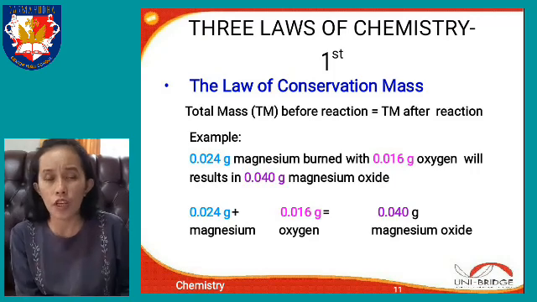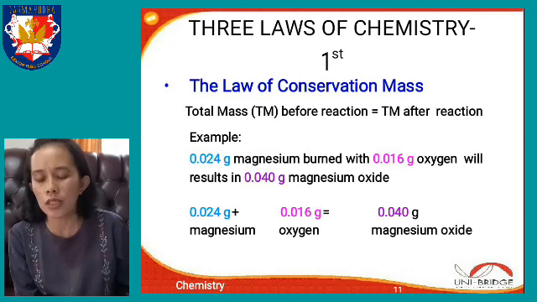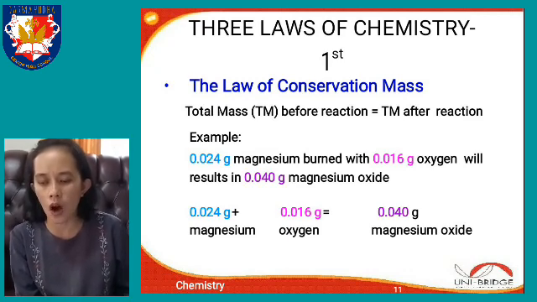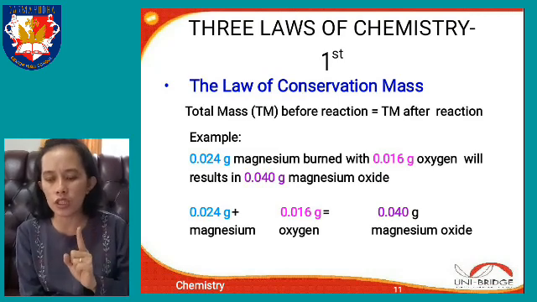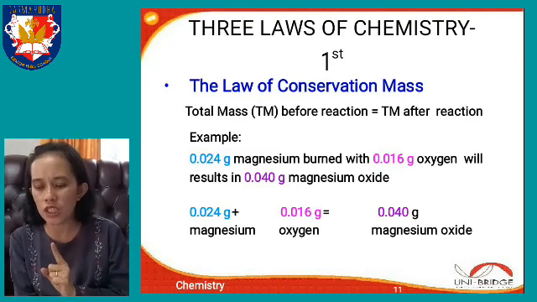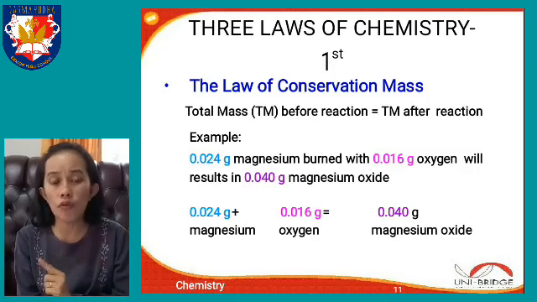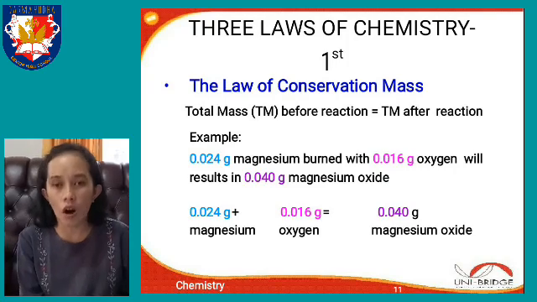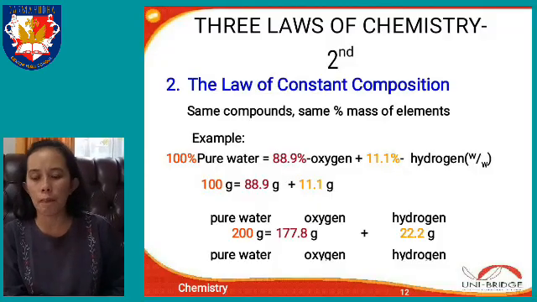For example, if you have 0.024 magnesium burned with 0.016 oxygen, the result will be, you just need to add 0.024 plus 0.016, which becomes 0.041 magnesium oxide.